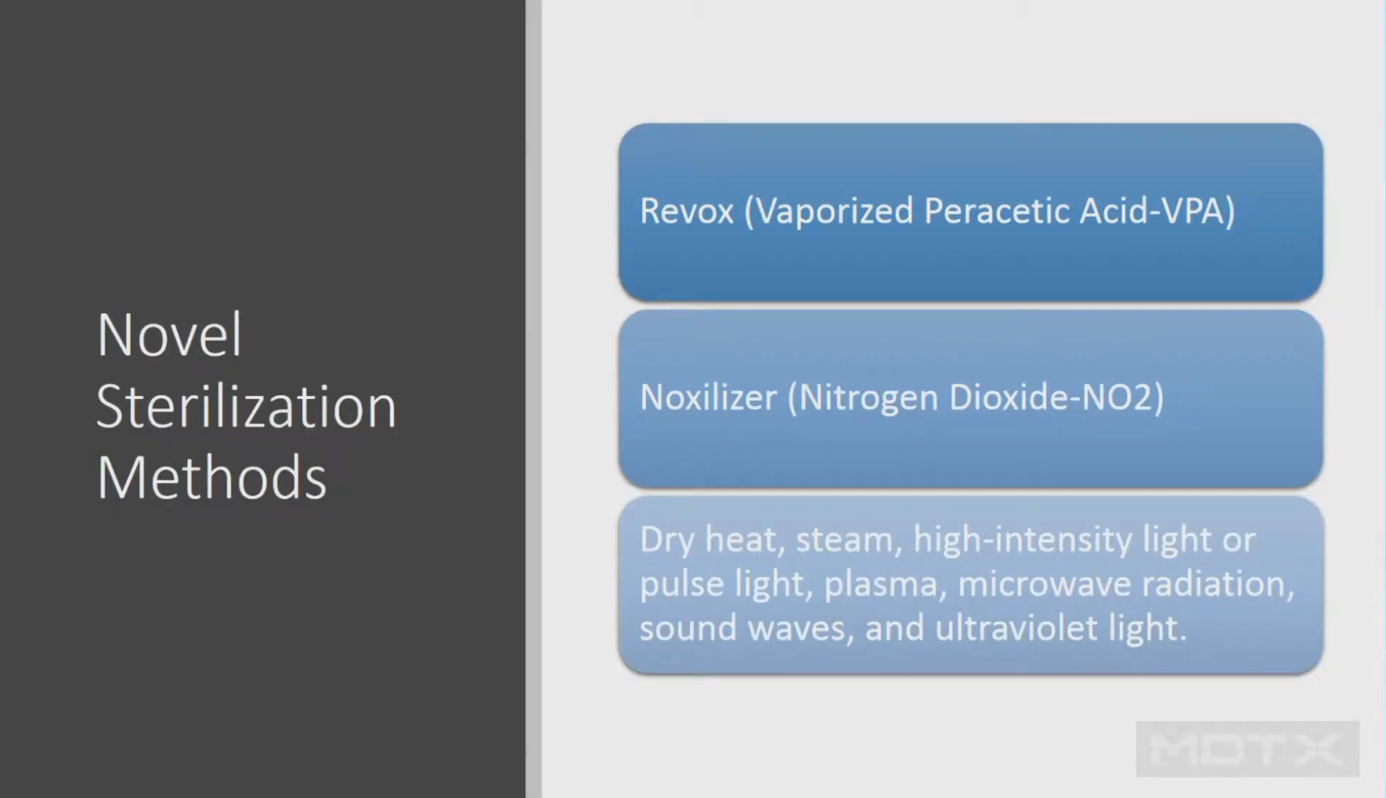And other sterilization technologies include autoclave or dry heat, steam, plasma, pulse light, microwave, and sound waves. These are all interesting technologies, but none of them are used on a mass scale. Revox has recently been approved for their chamber. It's been approved by the FDA, so it's recognized as an acceptable terminal sterilization method.